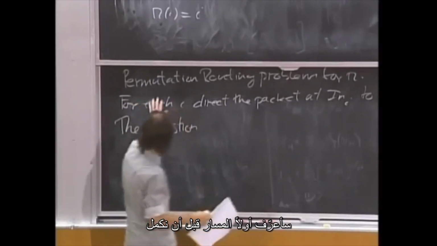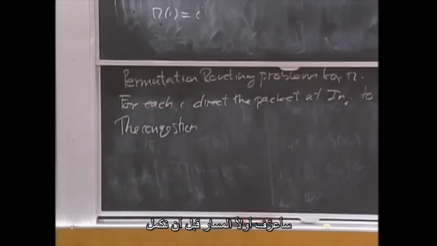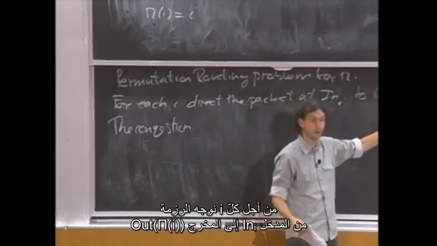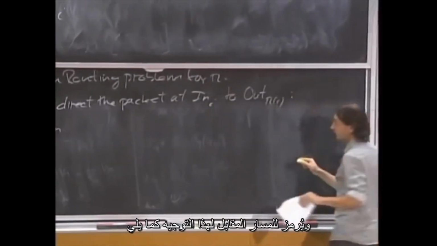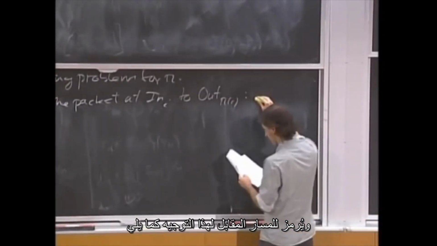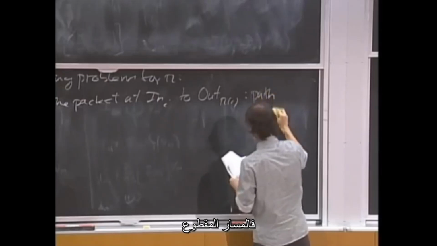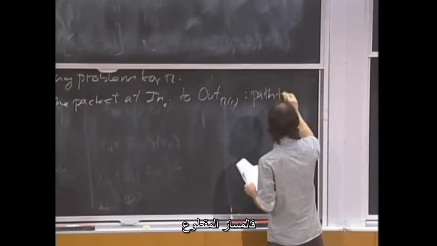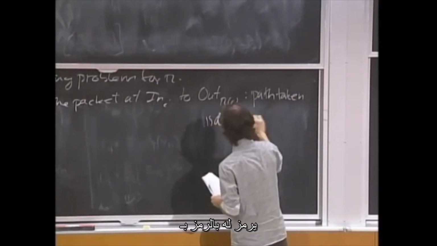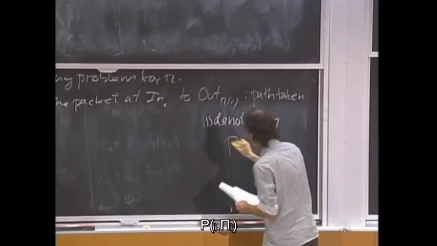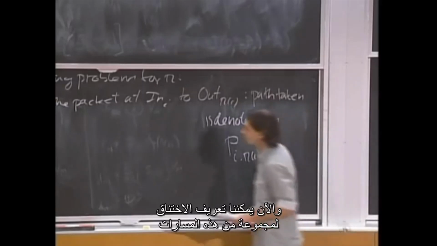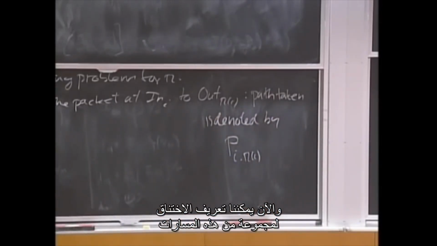Before we continue, let me first define a path. For each i, we direct a packet at input i to output pi of i, and the path that corresponds to this route is denoted by P_i, pi(i). So now we can define the congestion of a set of such paths.